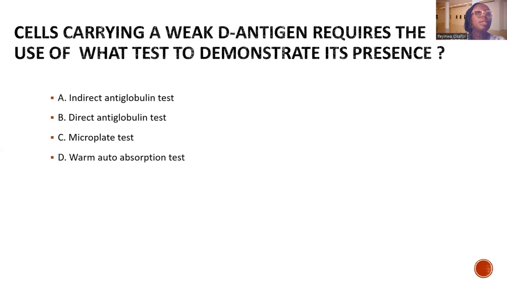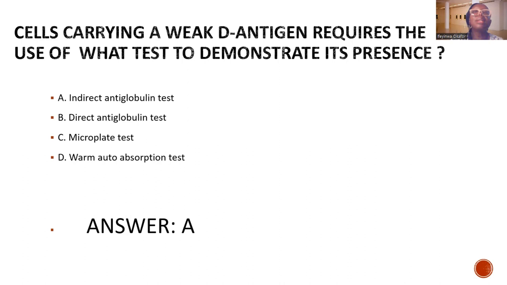Cells carrying a weak D antigen require the use of what test to demonstrate its presence? One, A, indirect antiglobulin test. B, direct antiglobulin test. C, microplate test. D, warm autoabsorption test. Answer is A, indirect antiglobulin test.